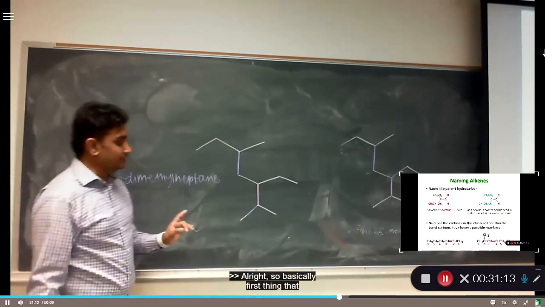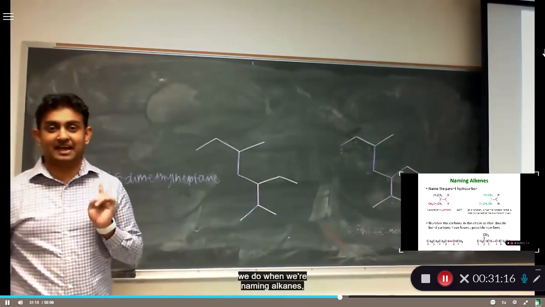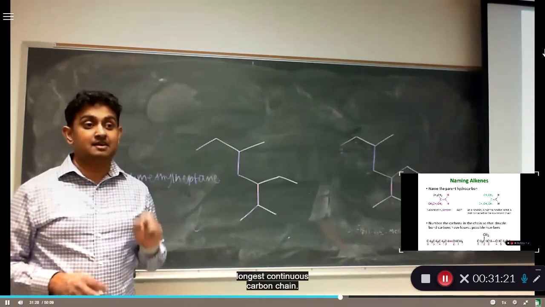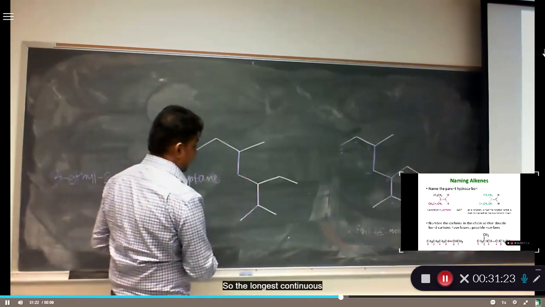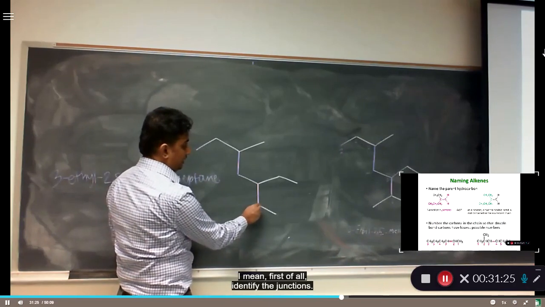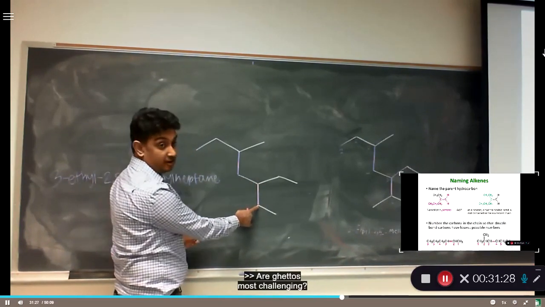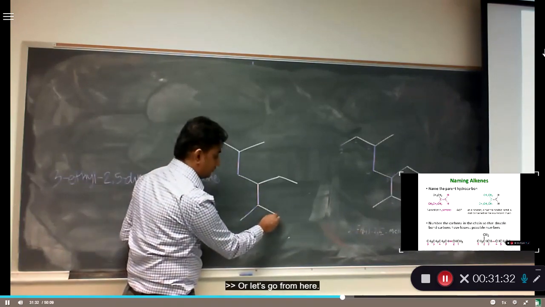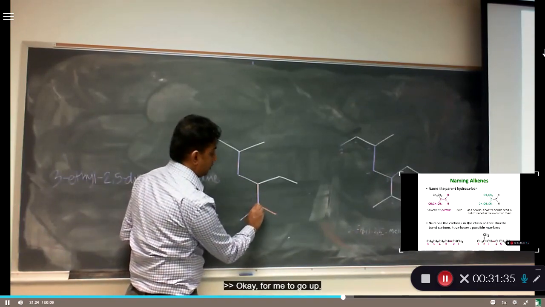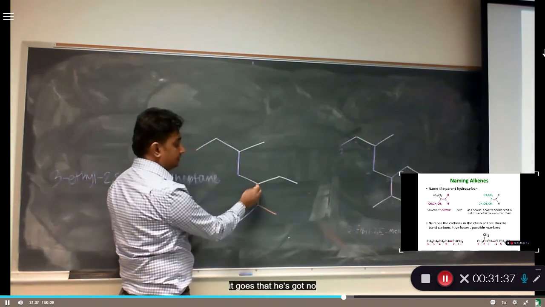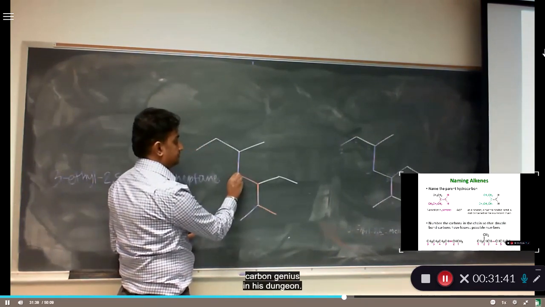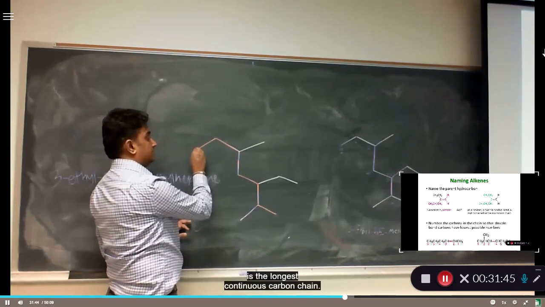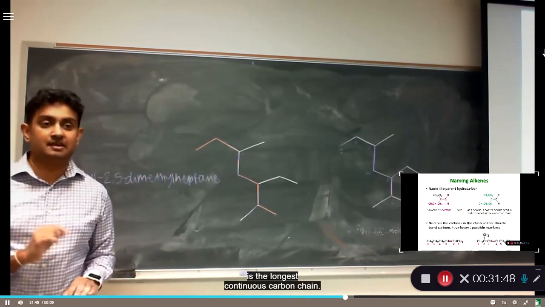All right. So basically, the first thing that we do when we are naming alkanes is try to find the longest continuous carbon chain. First of all, identify the junctions, okay? So the first junction is right here. You can go to the left or to the right. Doesn't really matter. So let's go from here. From here you go up, because that is where the long carbon chain is. In this junction, of course, you go to the left. Here is the longest continuous carbon chain.